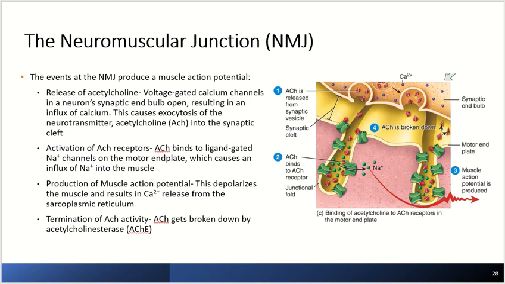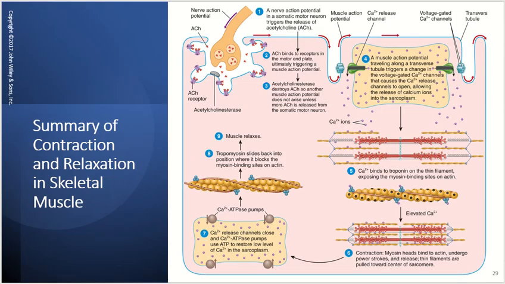We're then going to have the termination of our acetylcholine activity, where this acetylcholine is going to get broken down by an enzyme called acetylcholinesterase. So it's going to stop triggering that action potential there. So then here we have this really great little summary image looking at just an overall graphical depiction of the summary between the contraction and the relaxation of a skeletal muscle.